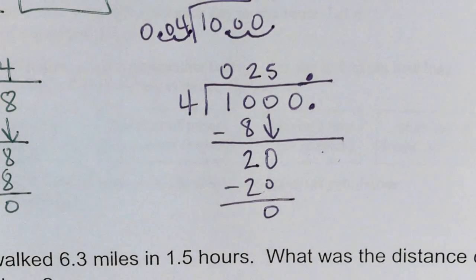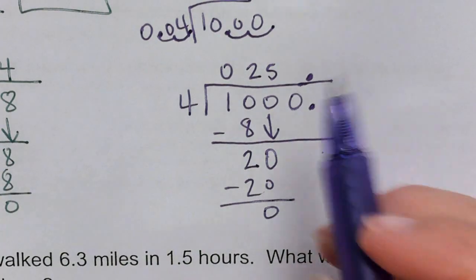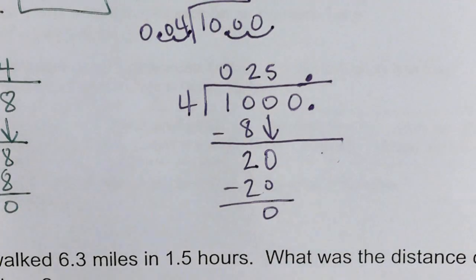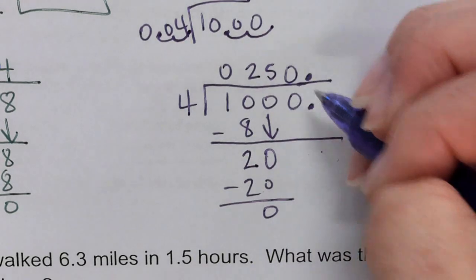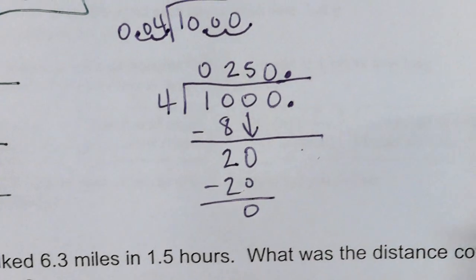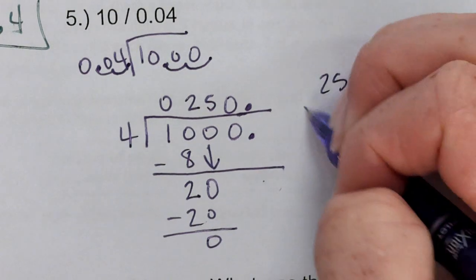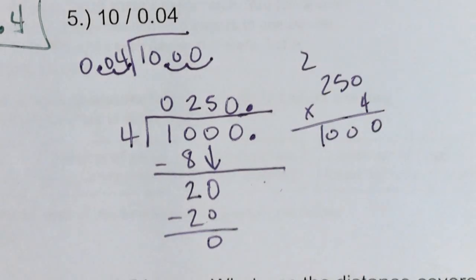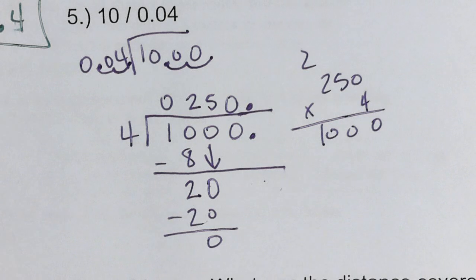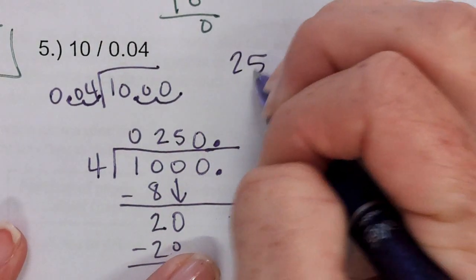5 times 4 is 20. It zeroes out. Am I done? No, because you have to fill every spot before the decimal. So I would say, well, 4 can't go into 0, so it's 0. And then I would probably check my work and say, is 250 times 4 1,000? Yes. That's how you check your work. Do I need to round? It's a whole number. I just say my answer is 250.